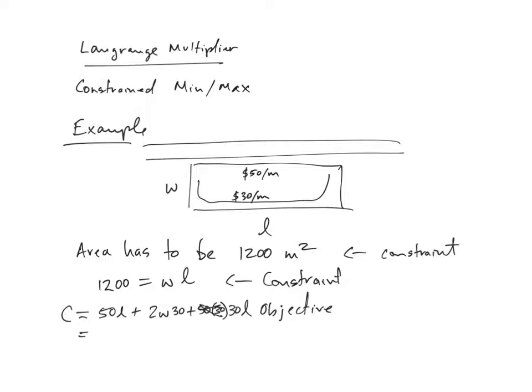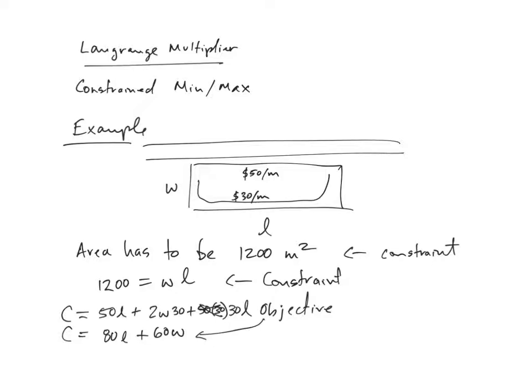So that means we've got 80L plus 60W. That's going to be the cost of the fencing, okay? And we want to minimize, this is what we call our objective function. It's the function we want to minimize. We want to find W and L such that cost C is minimized subject to the constraint that W times L has to equal 1200, okay?